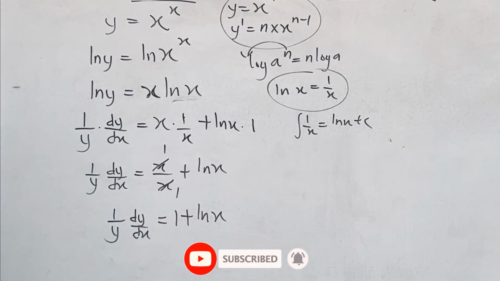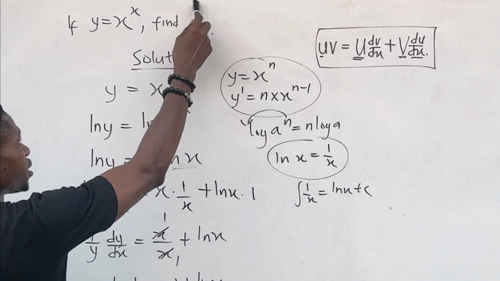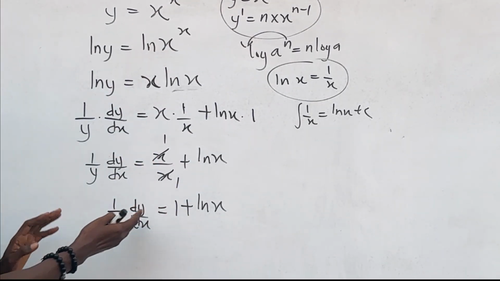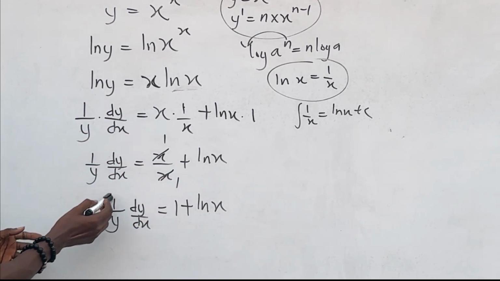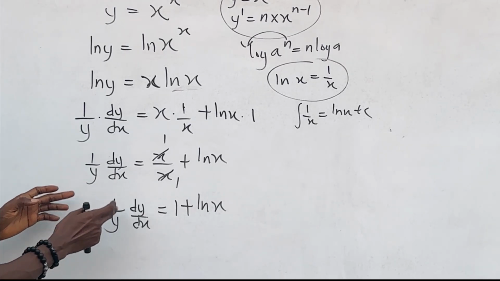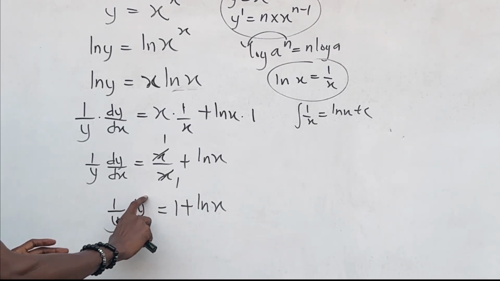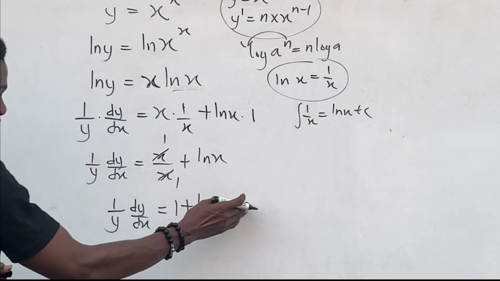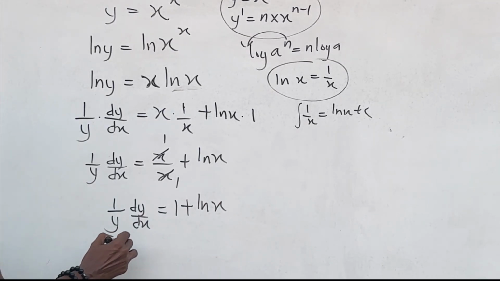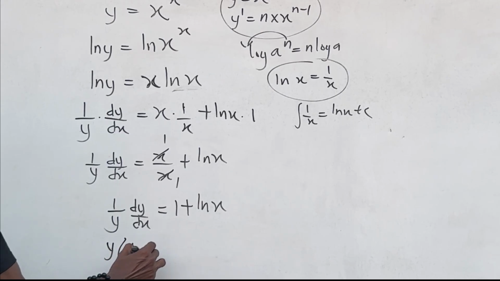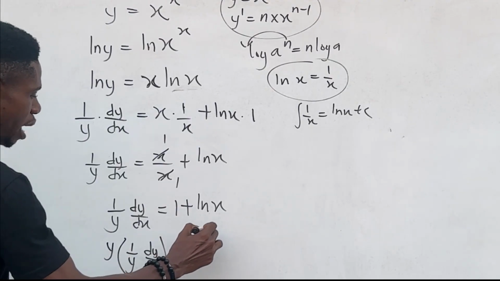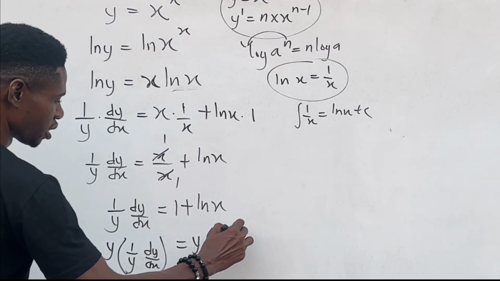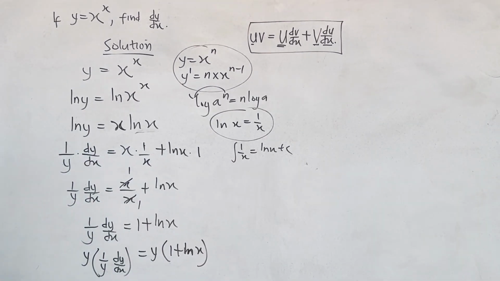So what we'll have now is 1 divided by y dy/dx equal to 1 plus ln x. Now remember that dy/dx is our goal. We have to find the derivative of this function. So from here, we can multiply both sides by y. Since we have a 1 over y here, if we multiply this by y, that y will cancel this y, and then we'll have our dy/dx left. So y multiplied by 1 over y dy/dx, hope this is obvious, equals y multiplied by 1 plus ln x.